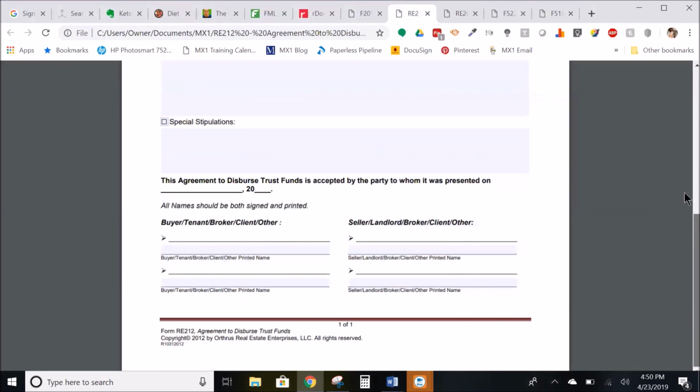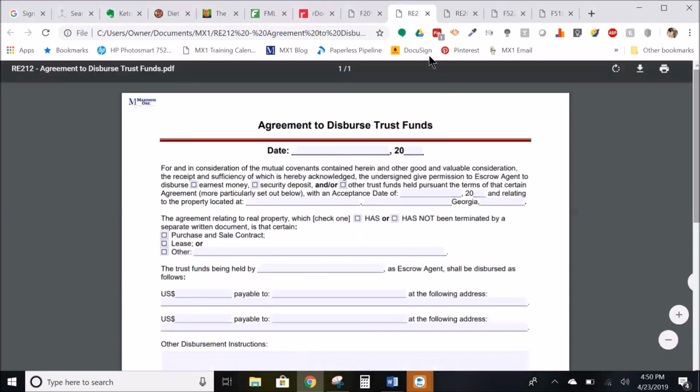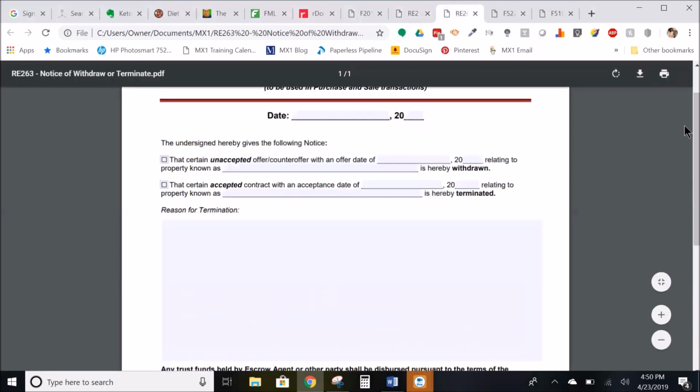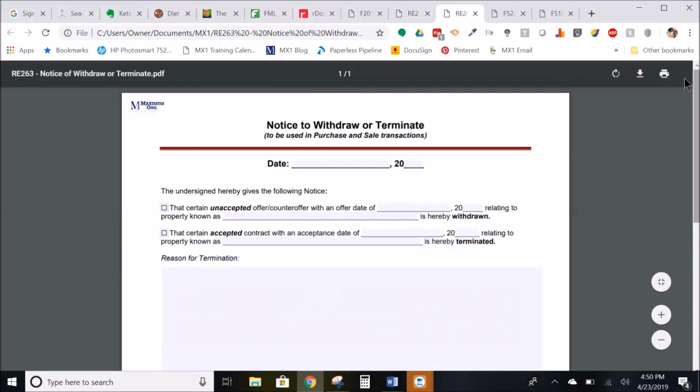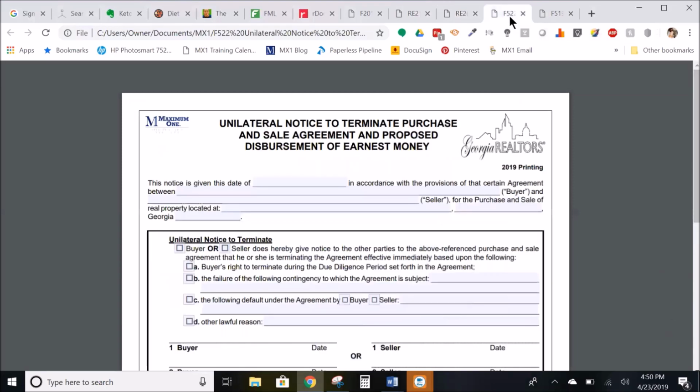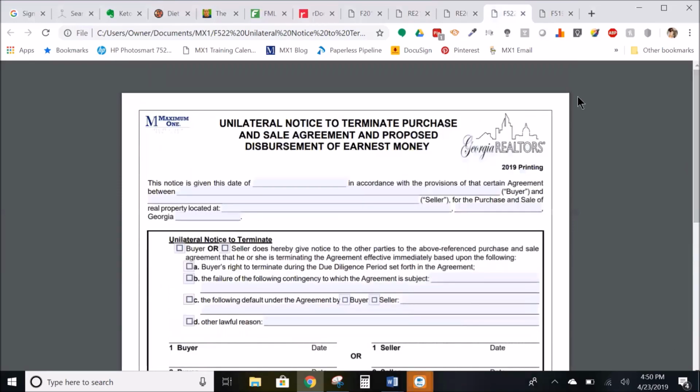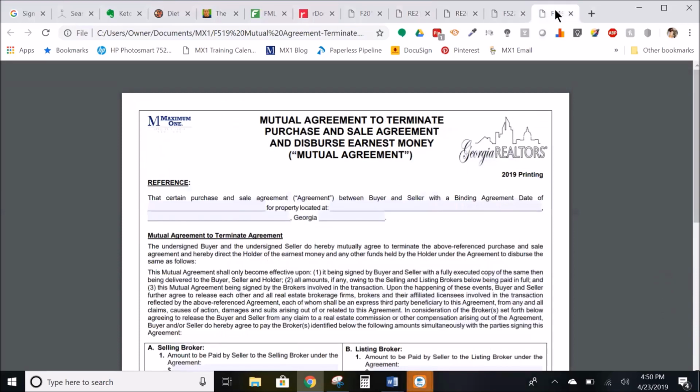So again, if you are binding on the RE forms, you need two forms. You need the agreement to disperse trust funds and the actual notice to terminate. If you are on the GAR forms, then you will need just this one form, either the unilateral notice to terminate purchase and sale agreement and proposed disbursement of earnest money, or you can use the mutual agreement to terminate and purchase and sale and disbursement of earnest money.